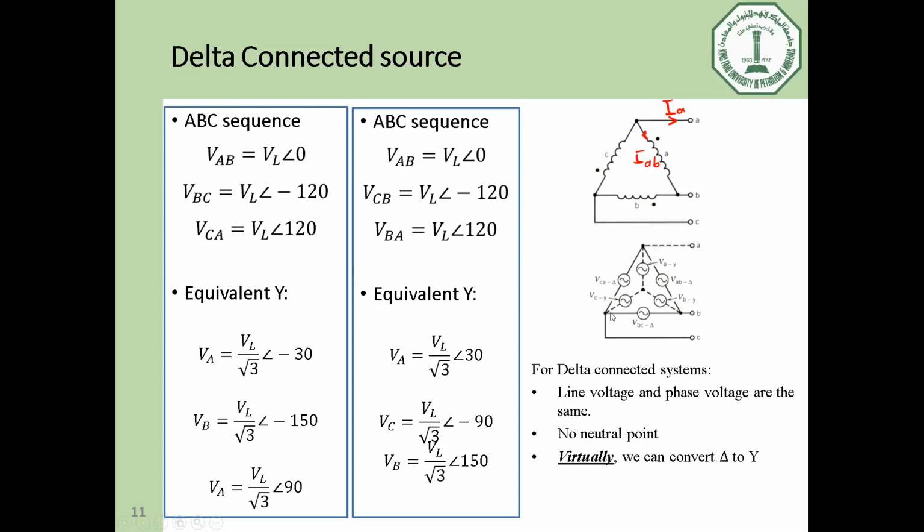So what are the values of internal star voltages as a function of delta voltages? So simply, we can calculate VA equal to V line divided by square root of 3, and the angle will be shifted by minus 30 degrees. Okay? Simply, we can do the same for VB and VC. Sorry, this should be VC. So this is VC.